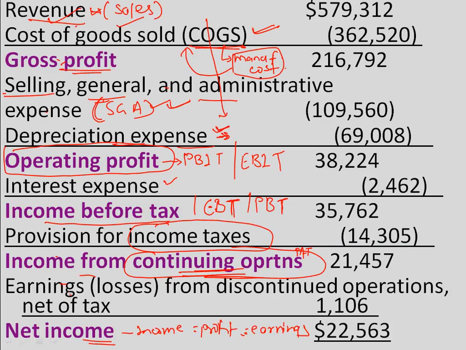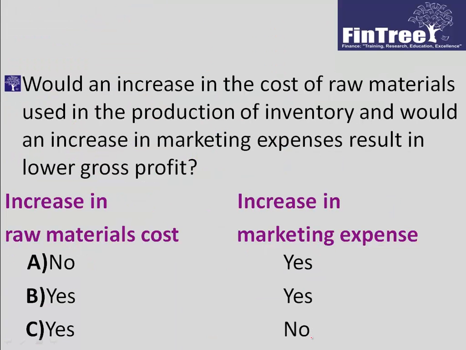So this last item says earnings or losses from discontinued operations net of tax, and then finally what you get is your net income. Are we okay? So now answer this.